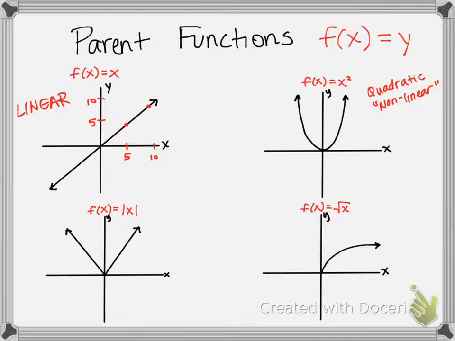The one on the bottom left is called the absolute value parent function. Again, it's non-linear. Now, parts of it are straight lines, but the whole thing together doesn't make one straight line. So it's non-linear. And this last one is called the square root function. And again, because it's not a straight line, it is non-linear.